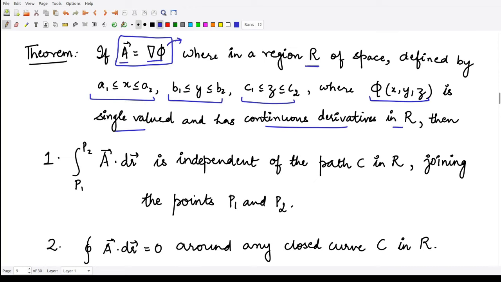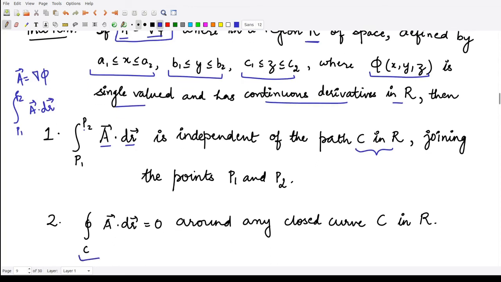So in that case, if your function is defined as the gradient of some function which is continuous and single valued, then the integration from the point p1 to the point p2 of the vector a dot vector dr is independent of path in R joining the 2 points p1 and p2. So that means whenever you write the vector a to be of this form, gradient of phi, this integration from p1 to p2 is independent of the path, right? And moreover, this integration over the closed curve C is equal to 0.